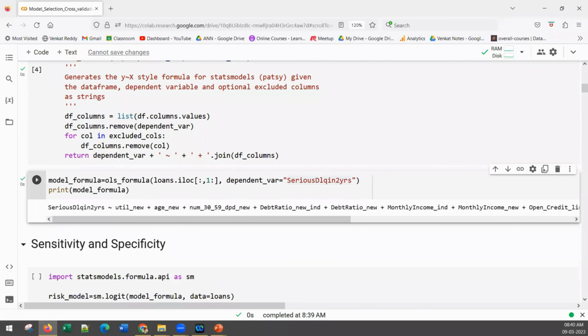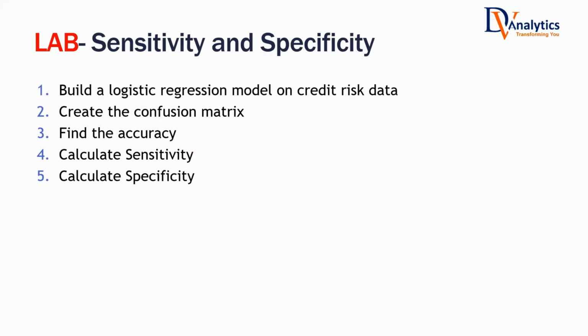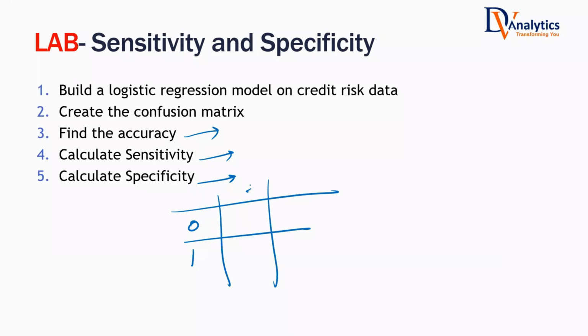Okay. Now build the model. Tell me for this model, what is your accuracy first? What is your sensitivity? What is your specificity? You have class 0, class 1, class 0, class 1.